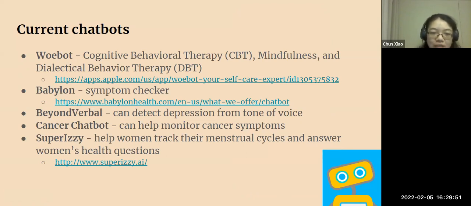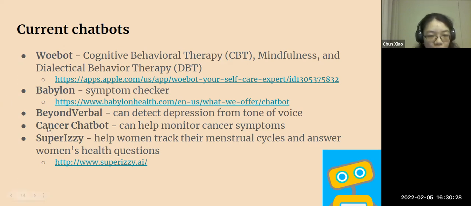Secondly, there is Babylon, which is a symptom checker. It's similar to what I described on the previous slide, where you can enter in your symptoms and Babylon can use those symptoms to check against its database and give you an illness that is most closely related to your symptoms. Third is Beyond Verbal, which is an Israeli startup that can apparently detect depression from the tone of voice of the user. So if you talk to the bot, then it can tell whether or not you're depressed or you're happy. It can even understand like a wide variety of different emotions from your voice.